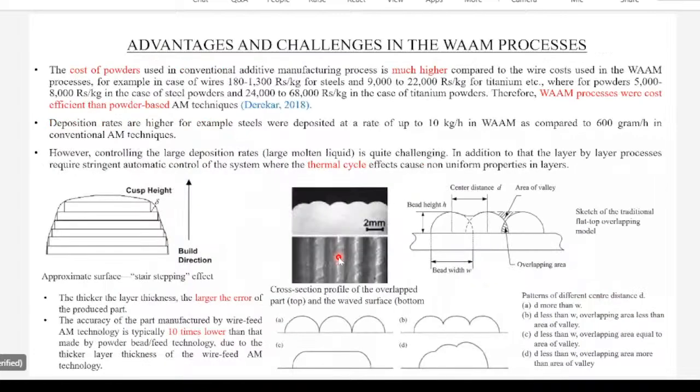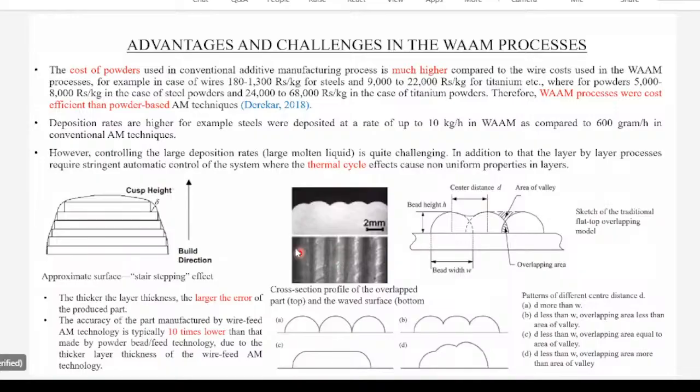So advantages and challenges in WAM processes. This is very important, as in the first lecture I've already discussed. We are using a wire arc based system, which uses wires, and wires are generally cheaper than powders. So as compared to laser powder bed fusion, or any additive manufacturing which has raw material as powders, WAM is very economical in that terms. So the raw material is very economical.